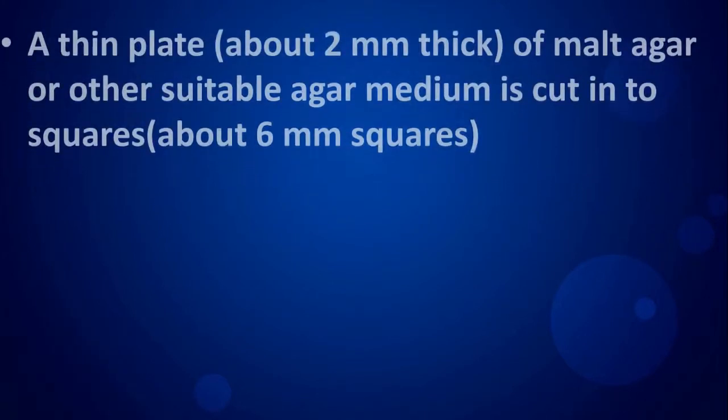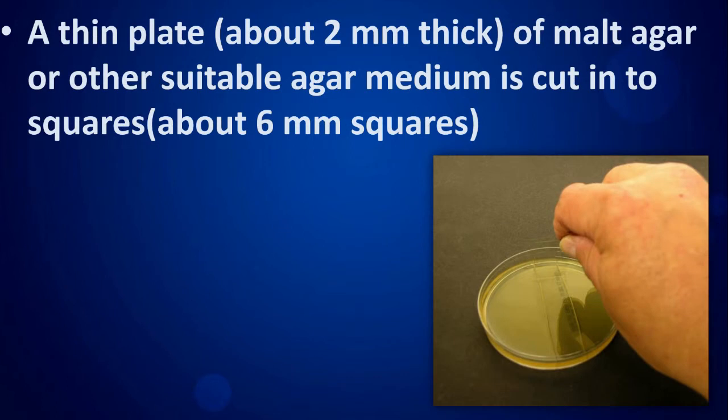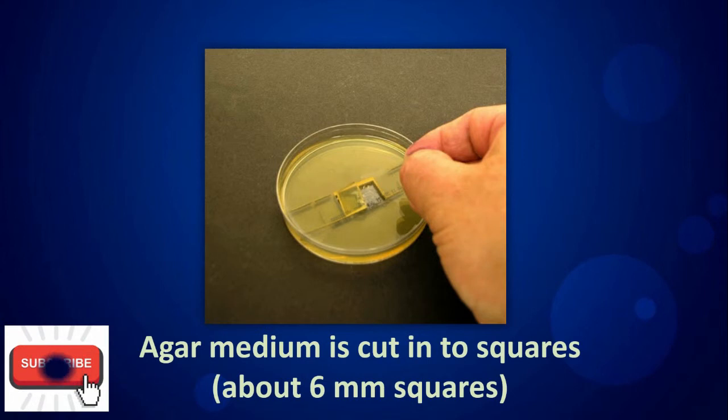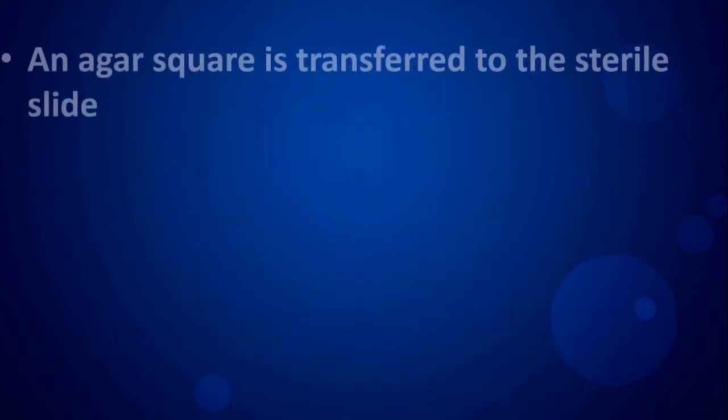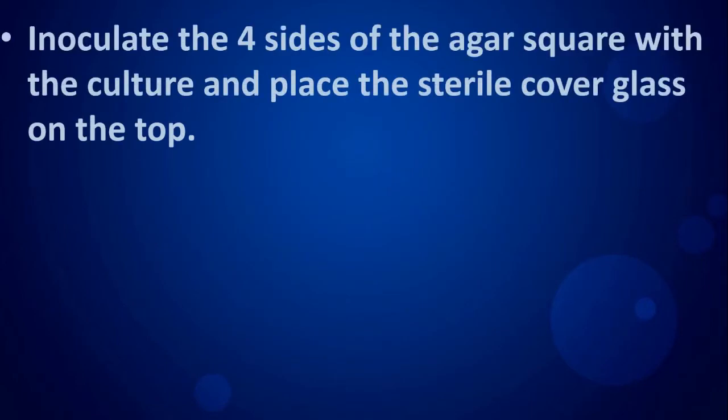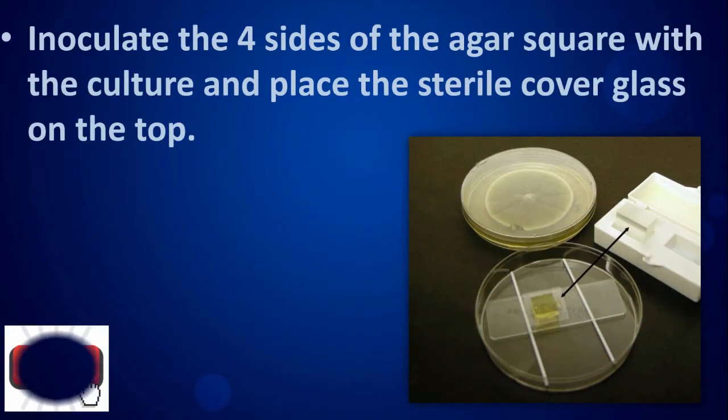A thin plate of malt agar or other suitable agar medium is cut into squares. An agar square is transferred to the sterile slide. Inoculate the four sides of the agar square with the culture and place the sterile cover glass on the top.